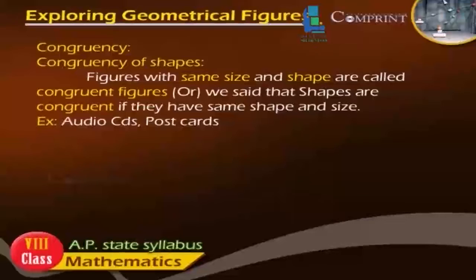Congruency of shapes. Figures with the same size and shape are called congruent figures, or we say that shapes are congruent if they have the same shape and size. Example: audio CDs, postcards.